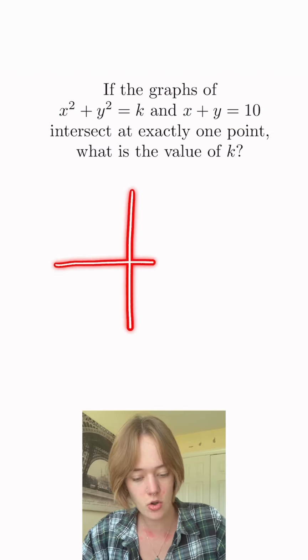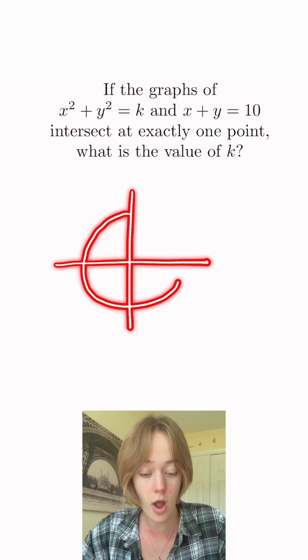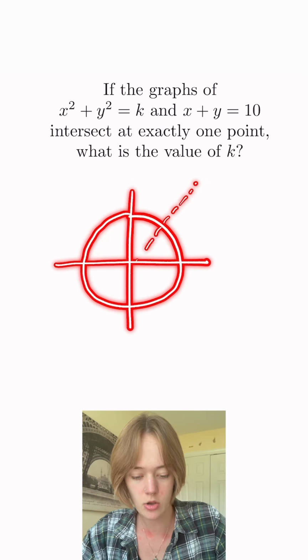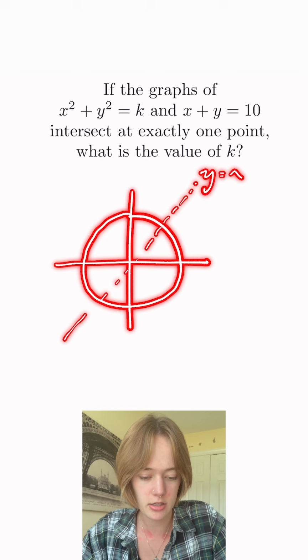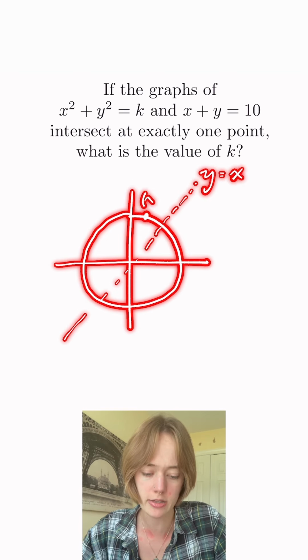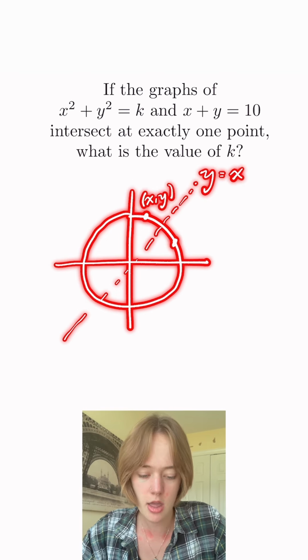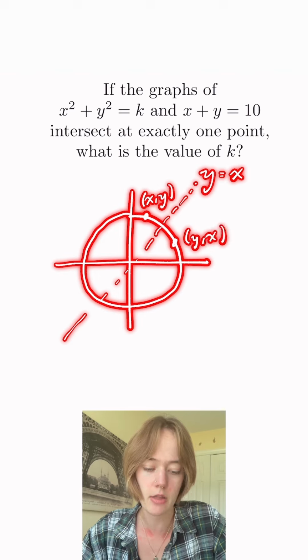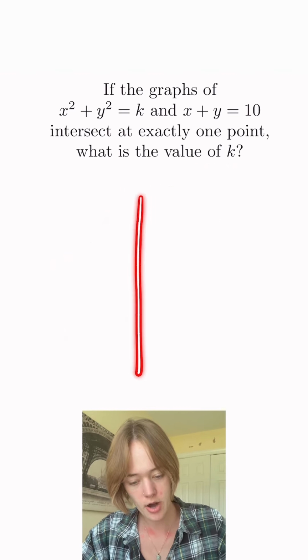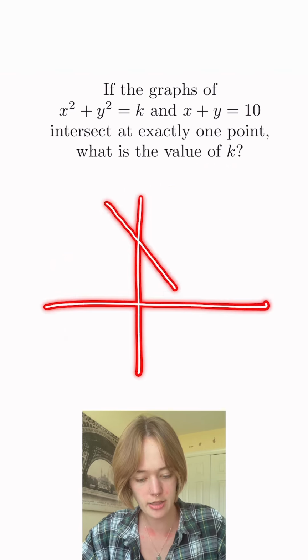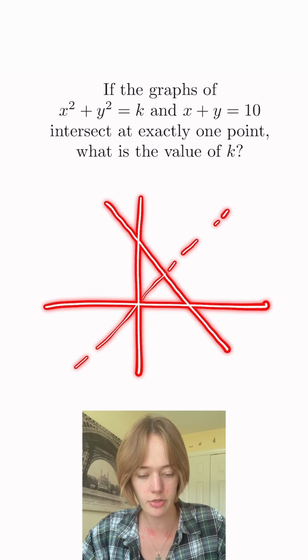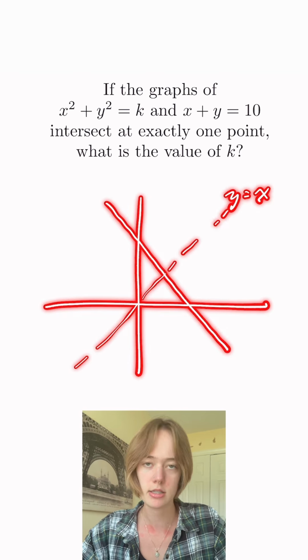So if you have a circle that's centered at the origin, no matter what the radius is, this circle is always going to be symmetric about the line y is equal to x, right? If you have a point xy on this circle, then the point yx is also going to be on there. The same holds for the line, right? So our line is going to look like this, and it's going to be symmetric about the line y is equal to x. This is the first thing to know.